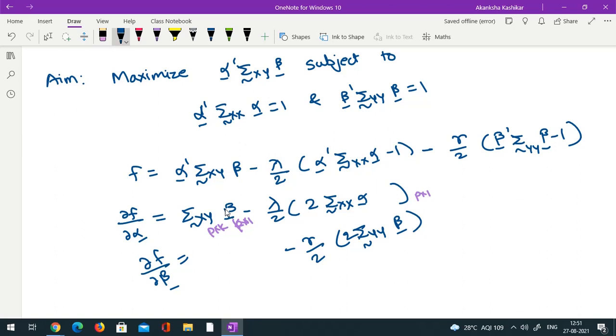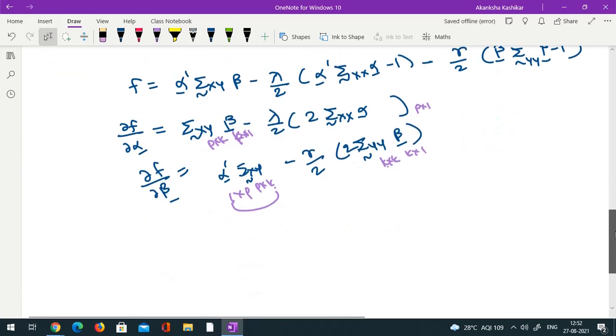But if I listen to you and if I write here alpha prime sigma xy, what would be my orders? This is k cross k, k cross 1, so overall k cross 1. Whereas this will be 1 cross p, p cross k, so this will be 1 cross k. And I can't subtract a k cross 1 thing from a 1 cross k thing. Getting the problem? Yes. There is sigma yx alpha.